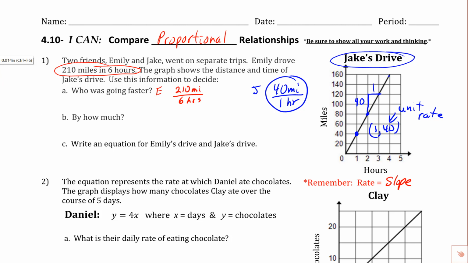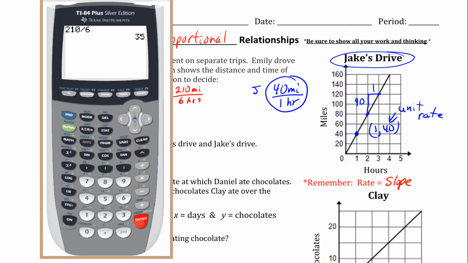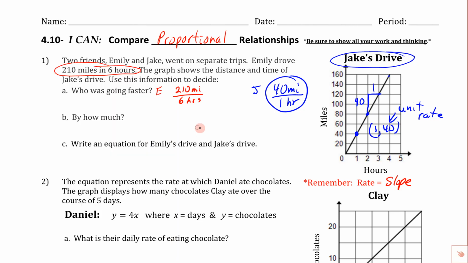But again, we normally don't talk this way, 210 miles in 6 hours. So we're going to grab the calculator really quickly. I've gone ahead and thrown this into the calculator. I did 210 divided by 6, and I ended up with 35. So this is 35 miles per hour. Okay, so it says who's going faster? Well, it looks like in this particular case, Jake is going faster. And we've got our work to show that Jake is going faster. And then it says by how much? Well, that means we need to compare the two of these. So he's going faster by 40 minus 35, by 5 miles per hour.